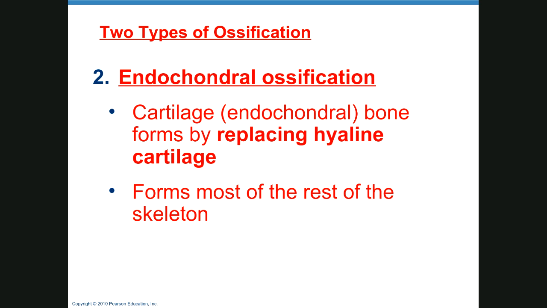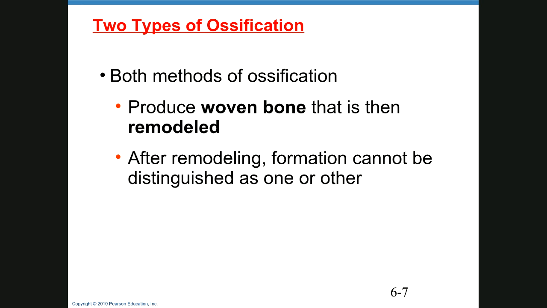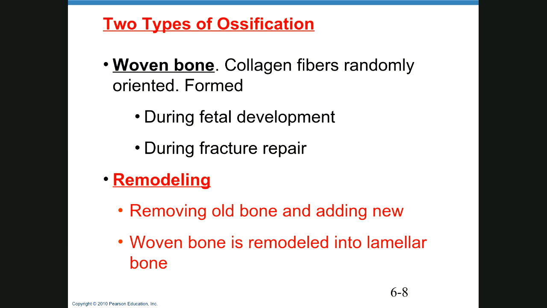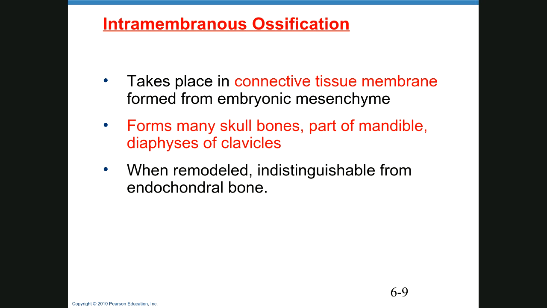On the other hand, endochondral ossification is going to come from hyaline cartilage. The immature bone is going to be called woven bone, which will need to mature and be remodeled. So again, remodeling involves the removal of old bone, adding new bone, or the change of immature bone into mature lamellar bone.